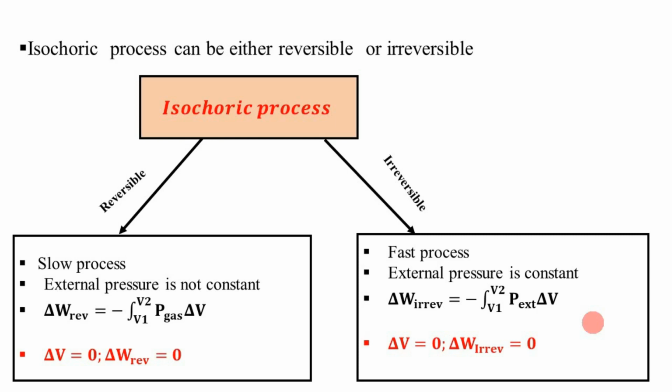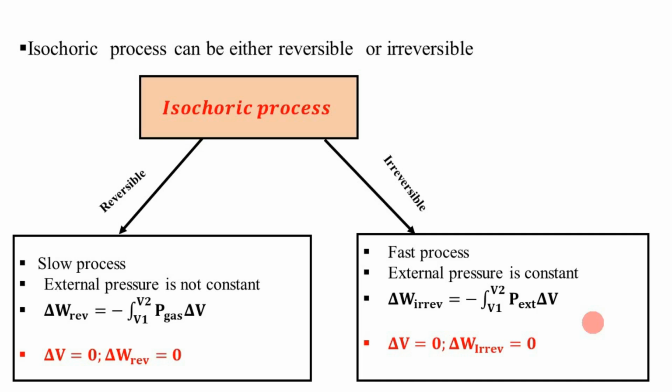So you have seen that for the adiabatic process and for the isothermal process, we differentiate the formula for calculating the work done for the reversible process and the irreversible process. But here in the isochoric process, because we have constant volume, the work done is 0. So we don't differentiate whether it is a reversible or irreversible process when you have an isochoric process, a process occurring at constant volume.